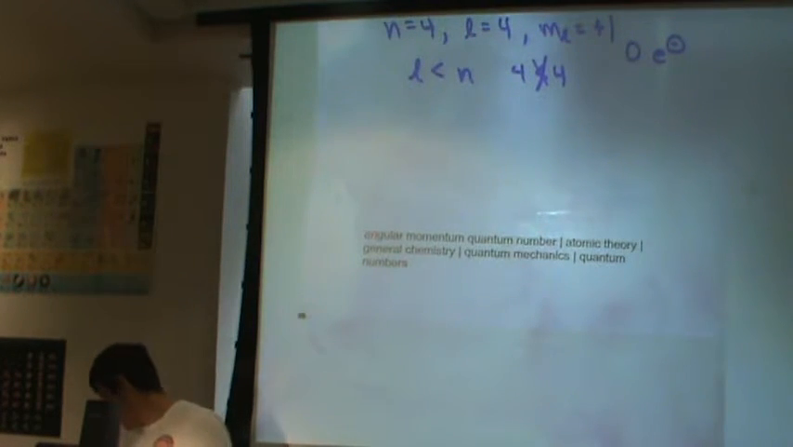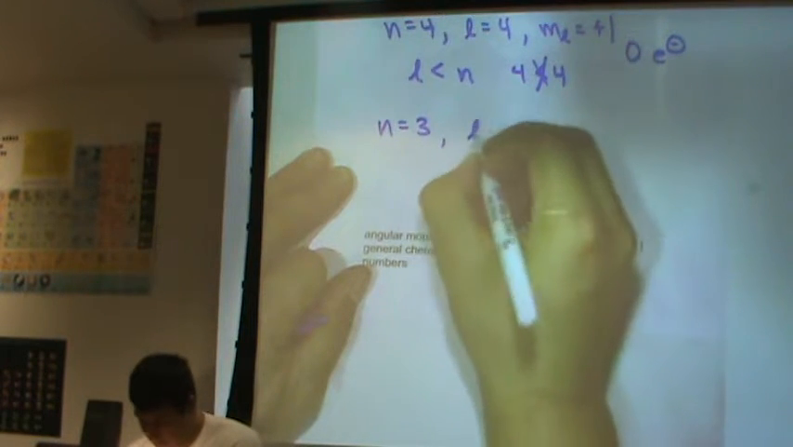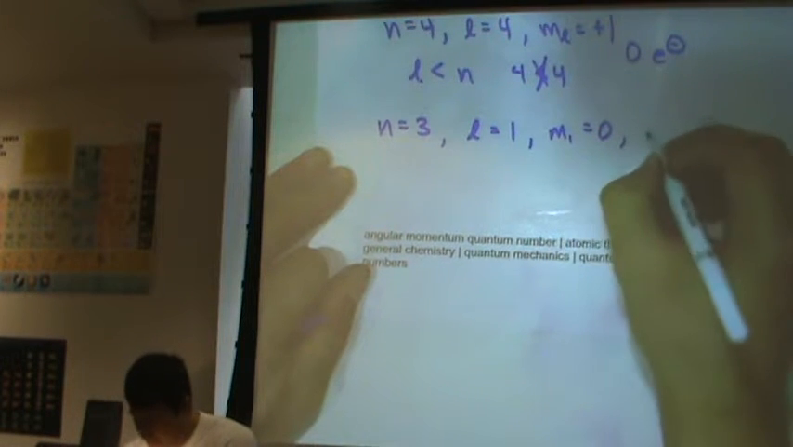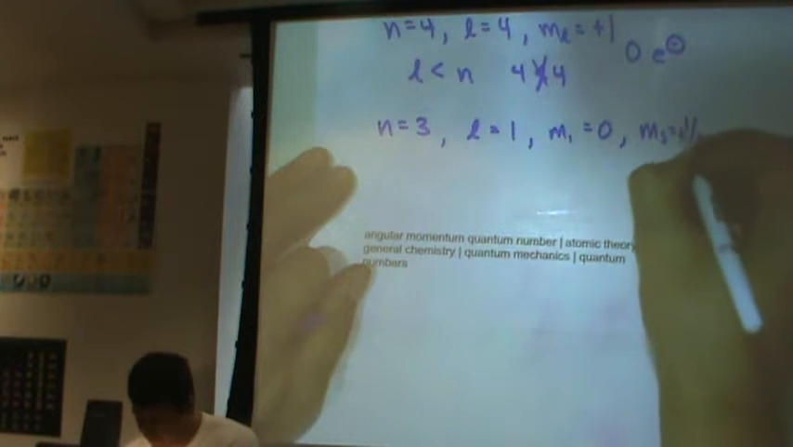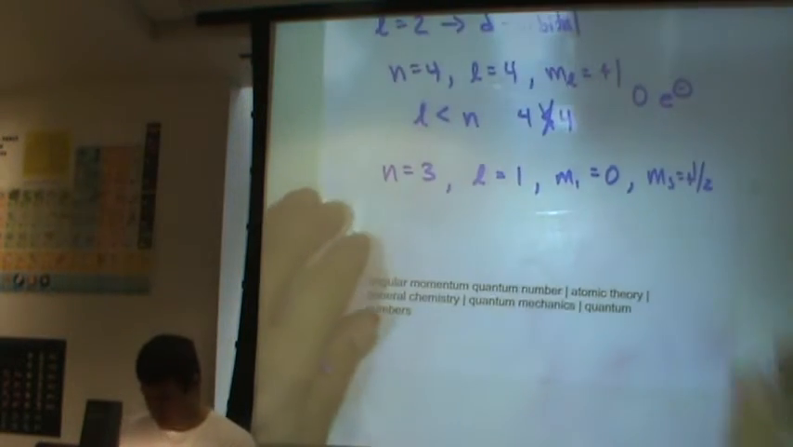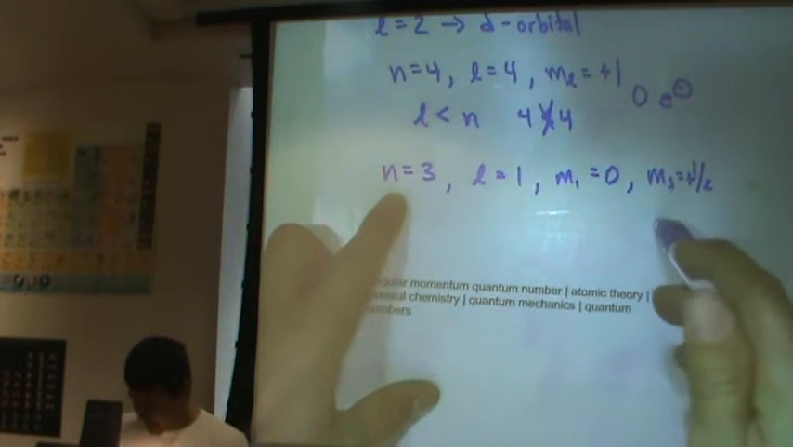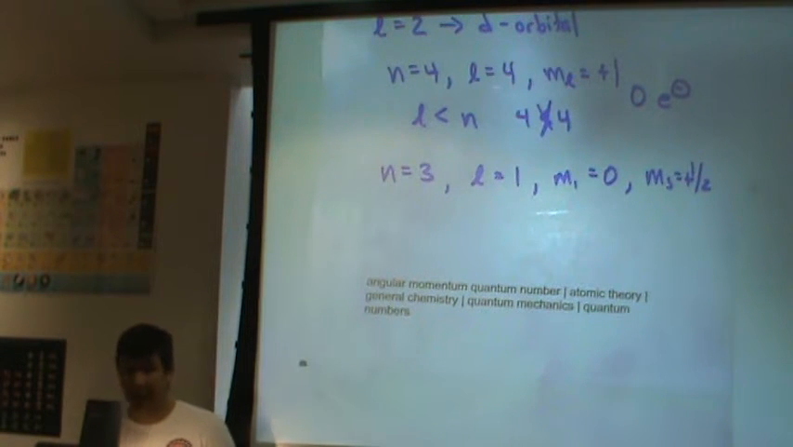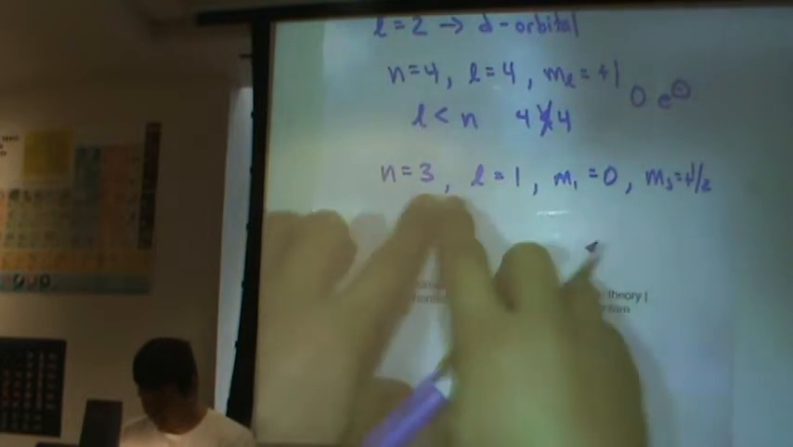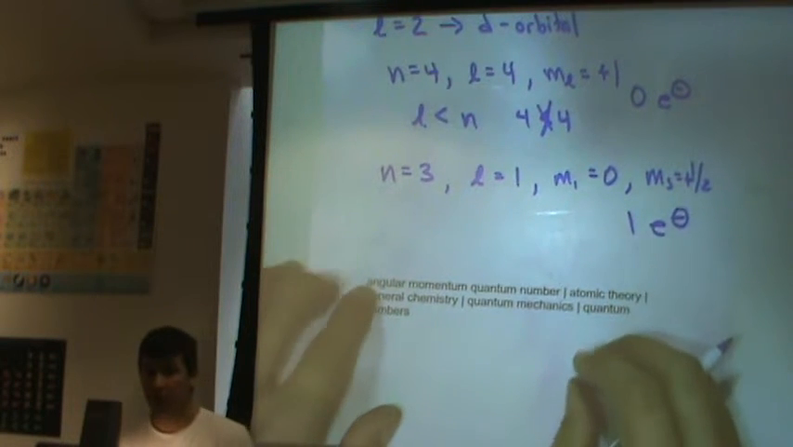All right, let's look at n equals 3, L equals 1, m sub L equals 0, and m sub S equals plus 1/2. Whenever you're given a set of quantum numbers, and the very last one is m sub S, we're only looking at 1 electron because it's giving you the specific spin of that electron. So don't even worry about all the other stuff. If you get to m sub S and it says plus 1/2, then it's just 1 electron.